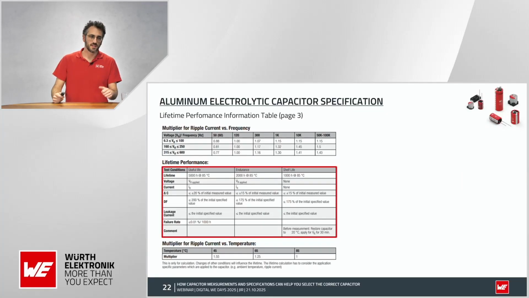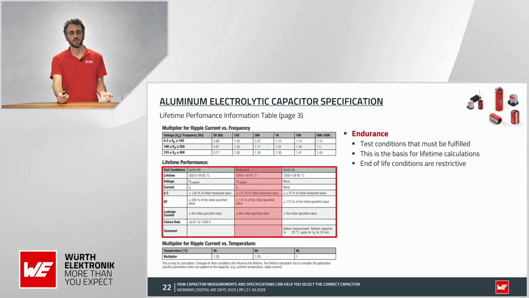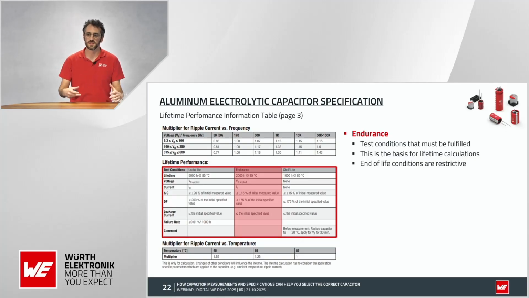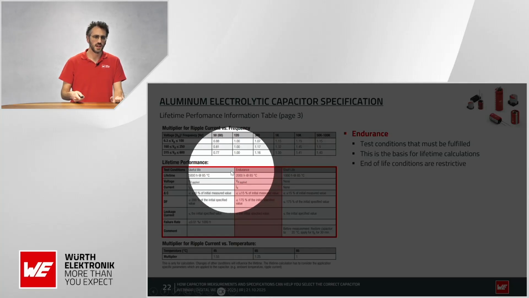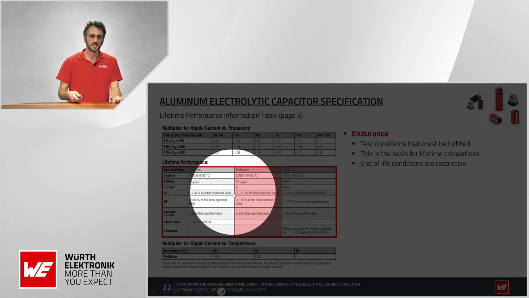Now, in the table, there is something I skipped, and it was the lifetime performance table. So I will explain. The most important thing is in the middle. It's called endurance, and this is the name of the test that we do to check the lifetime of the component. In endurance, you can see the testing conditions are the hardest. We have the maximum temperature, maximum voltage, maximum ripple current. And in these conditions, after 2000 hours, so this value changes depending on the part number, we can expect that we fulfill these conditions. This is what we call the endurance conditions.